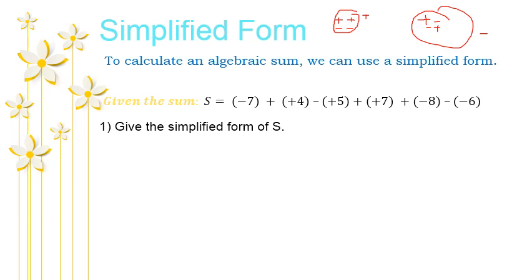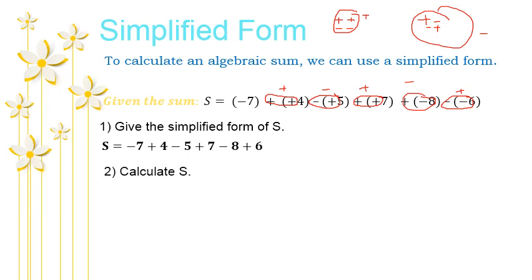The first step, the simplified form of S: minus 7. Here we have plus 4. Minus plus 5: opposite signs, so minus. Plus plus 7. Minus minus 6: the same sign, so it's plus, or I can say the opposite of minus 6. I write them on a line: minus 7 plus 4 minus 5 plus 7 minus 8 plus 6.